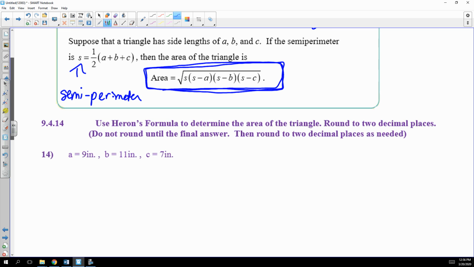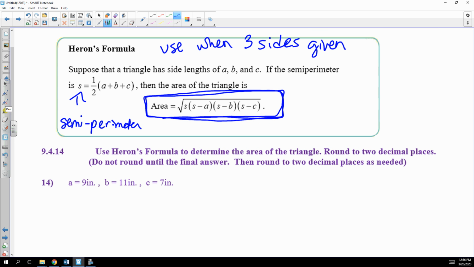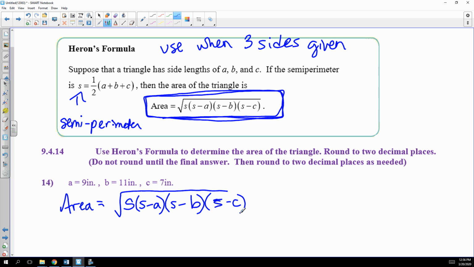So you definitely, obviously, when you're doing homework and quizzes, you have everything in front of you. So when I set this up, I'm going to say area is equal to the square root of s times s minus a times s minus b times s minus c. You might want to go ahead and find the semi-perimeter first.